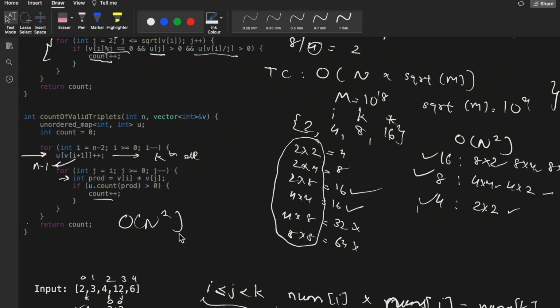So yeah guys, in this video we saw how we reduce the time complexity from big O of n cube to n into square root of m to n square by using extra space. Here we are using the extra space of this unordered map, that is nothing but big O of n extra space. So yeah guys, that's all for this video.